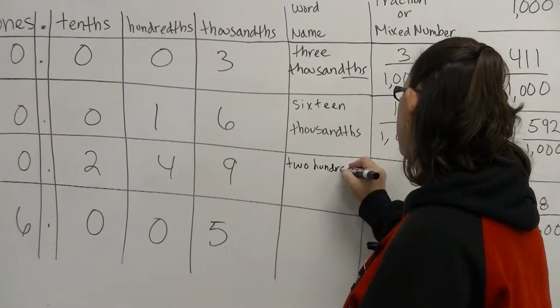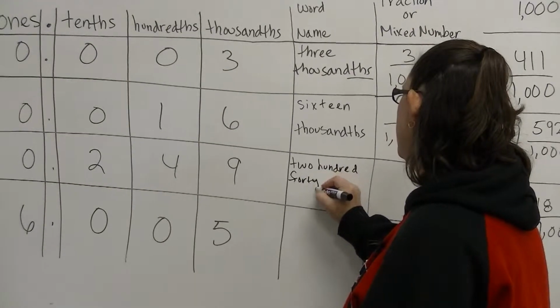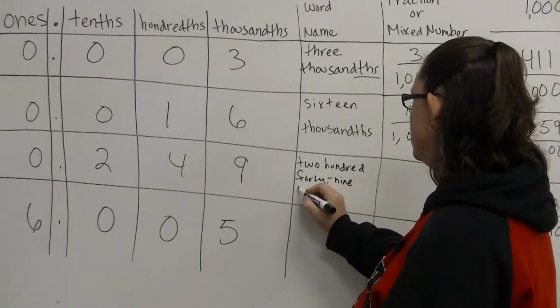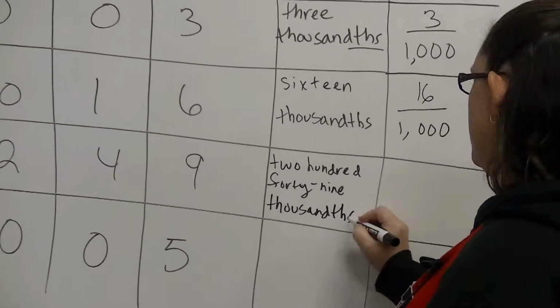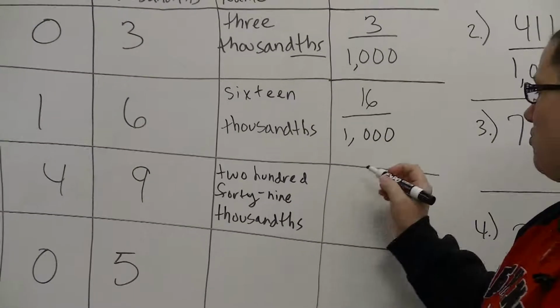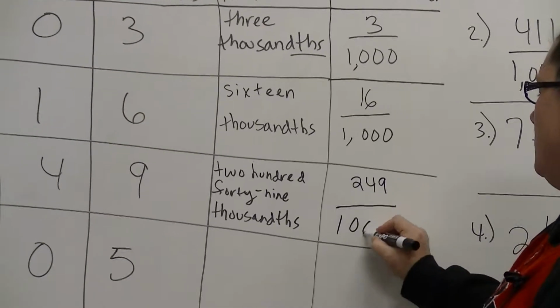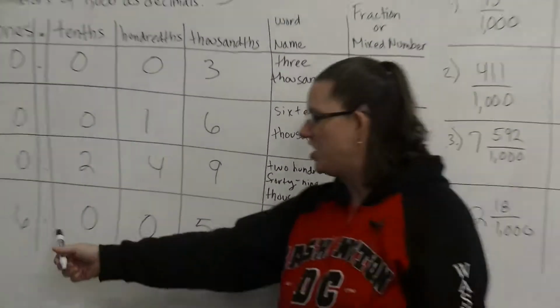249, and the place again is thousandths. Okay, now we need to take that decimal and change that to a fraction, just like we read. It's 249 over 1,000. Okay, good. Stay with me. Last one, number 4.